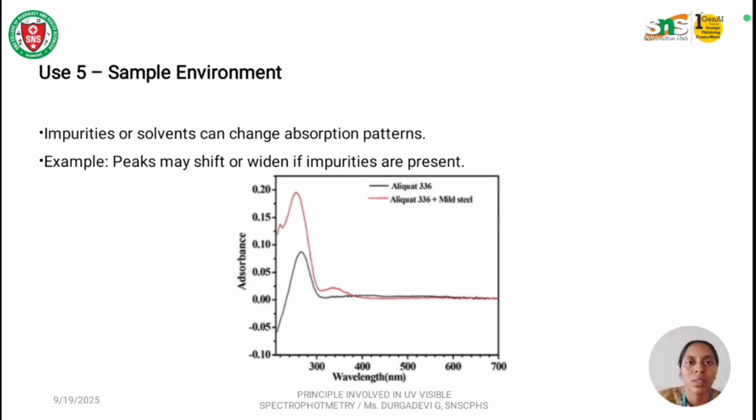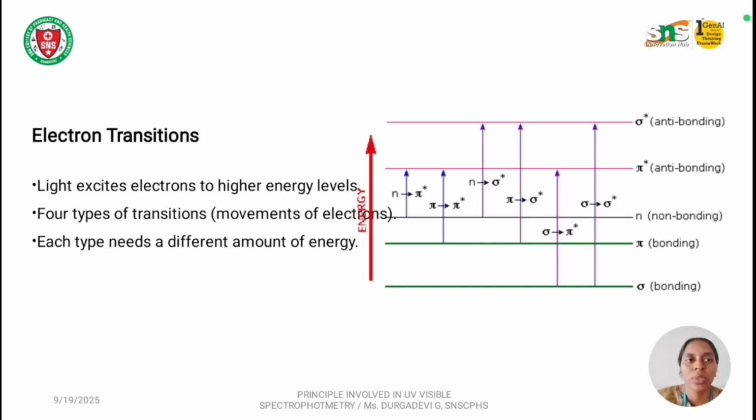Then measure properties like extinction coefficient, how strongly a substance absorbs light, and melting point of proteins and speed of chemical reactions. And then sample environment. Impurities or solvents can change absorption patterns. Example, peaks may shift or widen if impurities are present. So if our sample has impurity, when we compare it with the active pharmaceutical ingredient, the graph or spectrum will show an unusual pattern. So with the help of that we can identify if there are any impurities present in our compound or not.